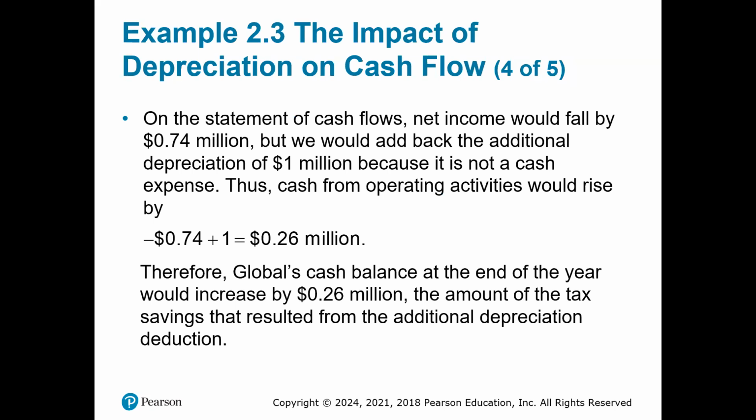On the statement of cash flows, net income would fall by $0.74 million, but we would add back the additional depreciation of $1 million because it is not a cash expense. Thus, cash from operating activities would rise by negative 0.74 plus 1, equal to $0.26 million. Therefore, Global's cash balance at the end of the year would increase by $0.26 million, the amount of the tax savings that resulted from the additional depreciation deduction.